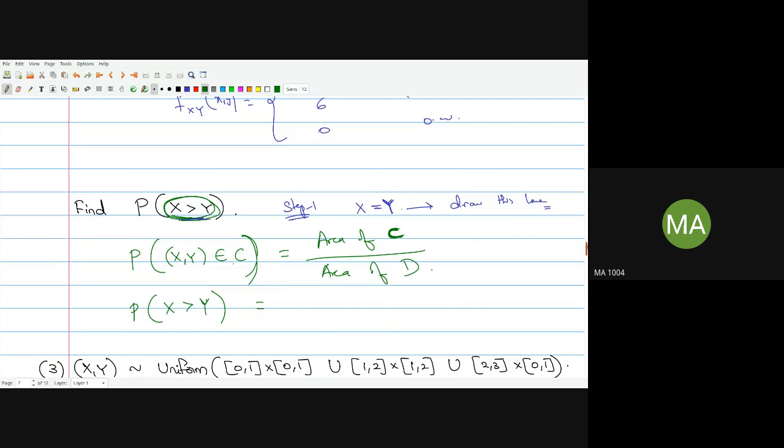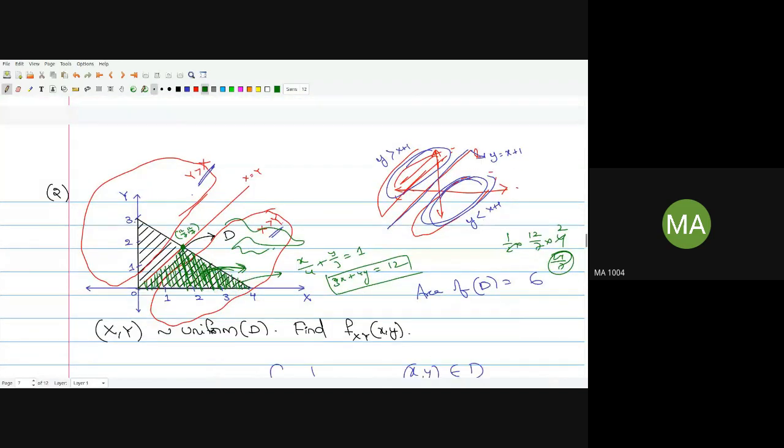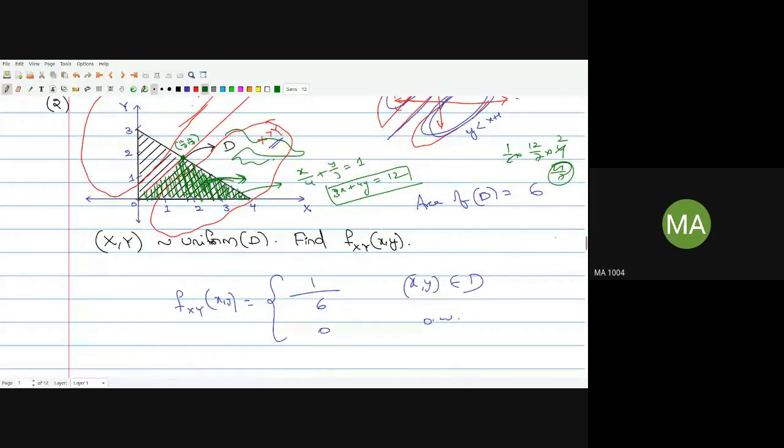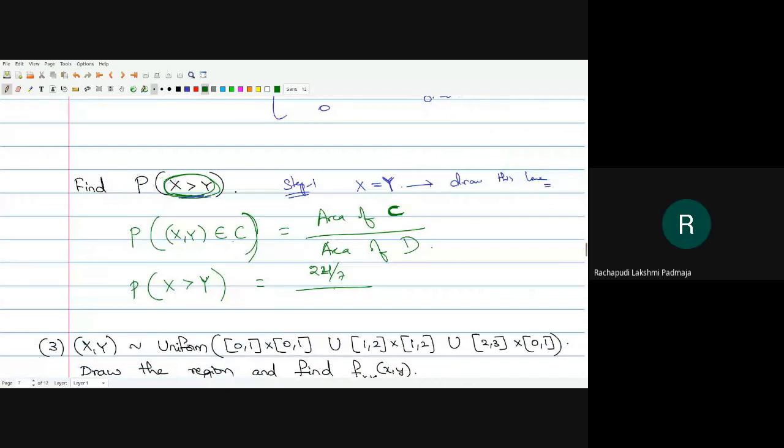In order to get the probability, you have to divide 24 by 7 by the area of D, the total region. The area of D is 6. So divided by 6, we are going to get 24 by 42, which will be 4 by 7. So this is how you can compute.